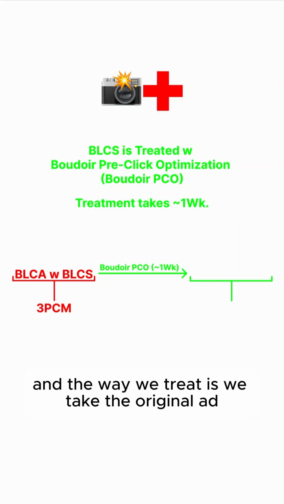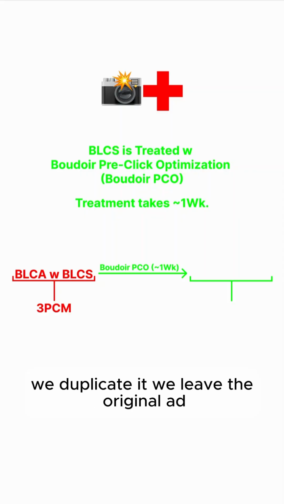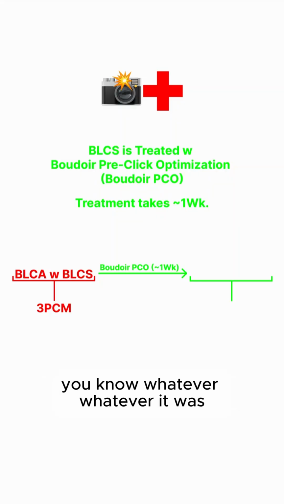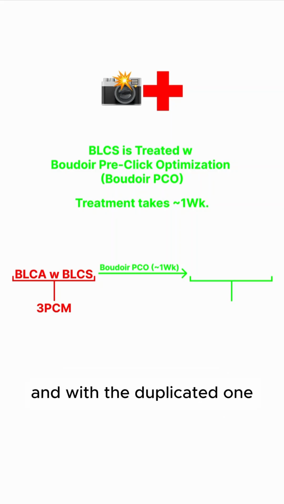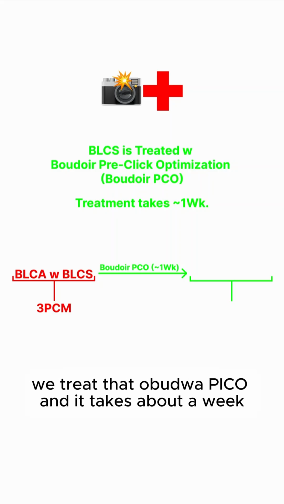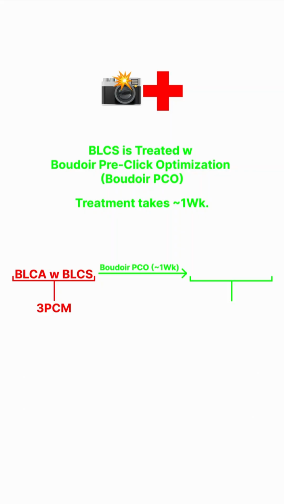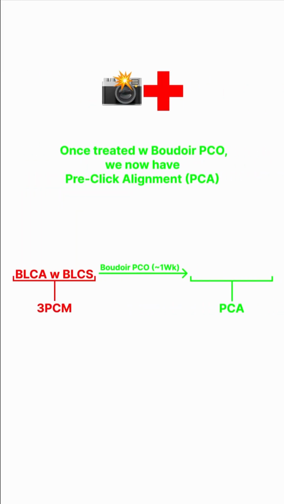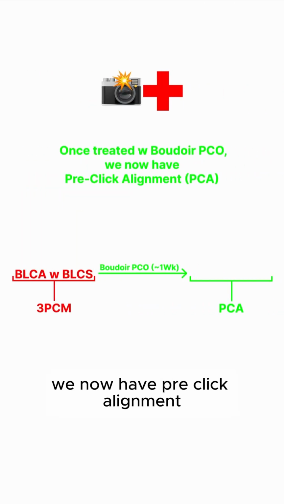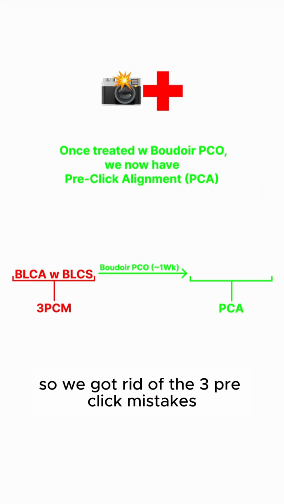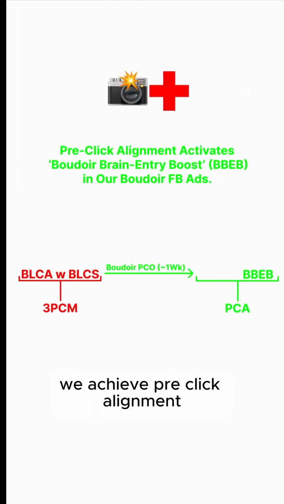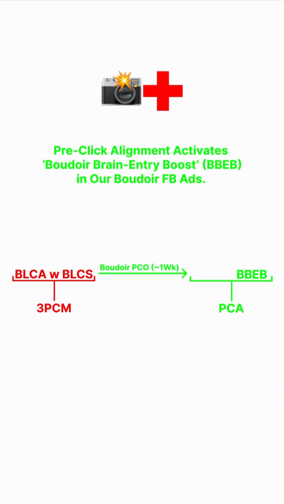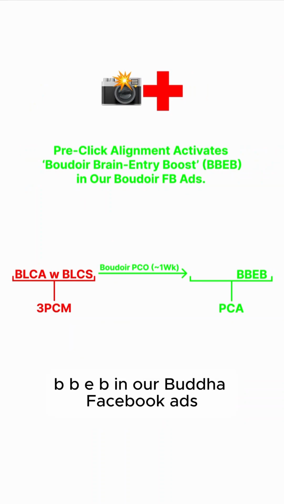The way we treat is we take the original ad, we duplicate it, and we leave the original ad either on or off, whatever it was. With the duplicated one, we treat that with Boudoir Pico, and it takes about a week. And then at the end, we keep whichever one running has the best metrics. Now, once treated with Boudoir Pico, we now have pre-click alignment. So we got rid of the 3 pre-click mistakes.